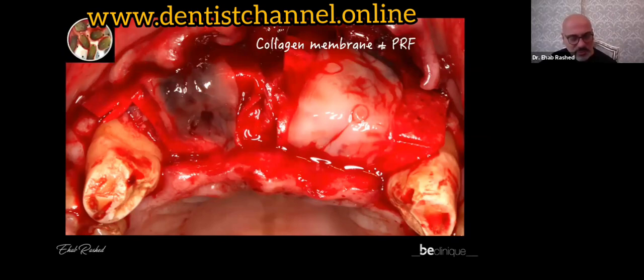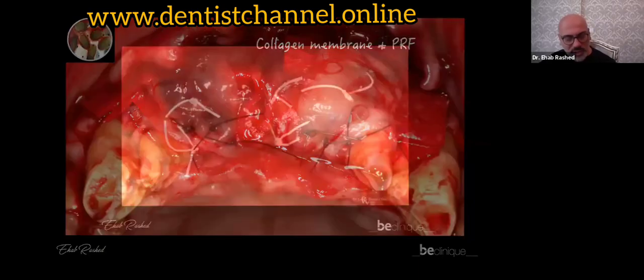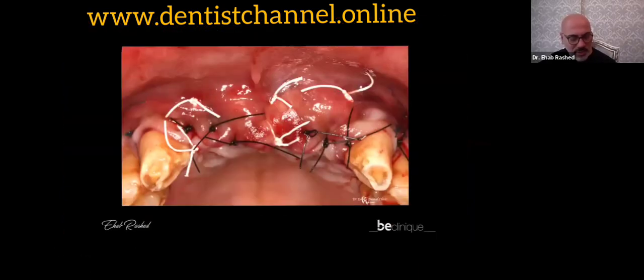The collagen membrane is used, and above that the PRF membrane is used on the top, because I want to make sure that this area is totally protected and I don't want to have any exposure of the site. So we suture the area, as I mentioned here. You can see my incision flap all the way to the distal here, and I want to have a broad base here for the base of the flap.